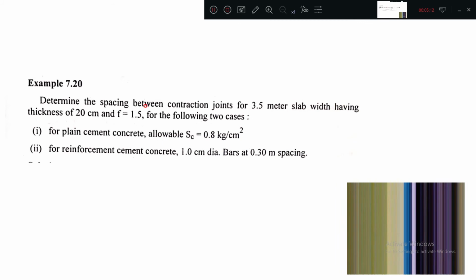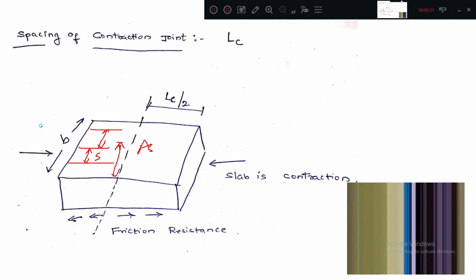Now there is one problem. Determine the spacing between contraction joints for a 3.5 meter slab having a thickness of 20 centimeters, with f equal to 1.5. Here B is 3.5 meters and H is 20. See here, B is in meters and H is in centimeters. You understand this one?